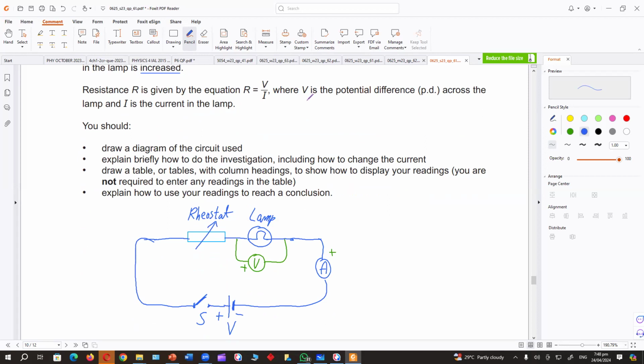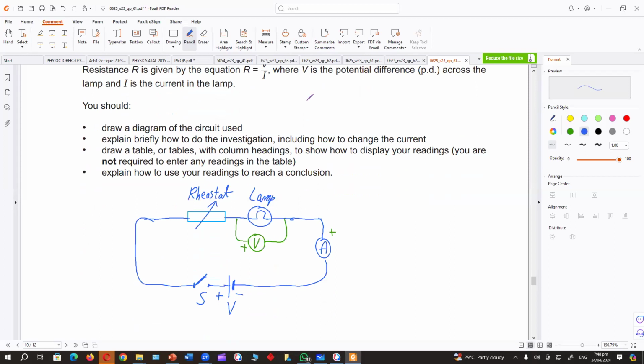I have drawn this diagram. I have a rheostat, which I use to control the current. I have a voltmeter. I have a filament lamp, an ammeter, a switch, and a voltage supply.